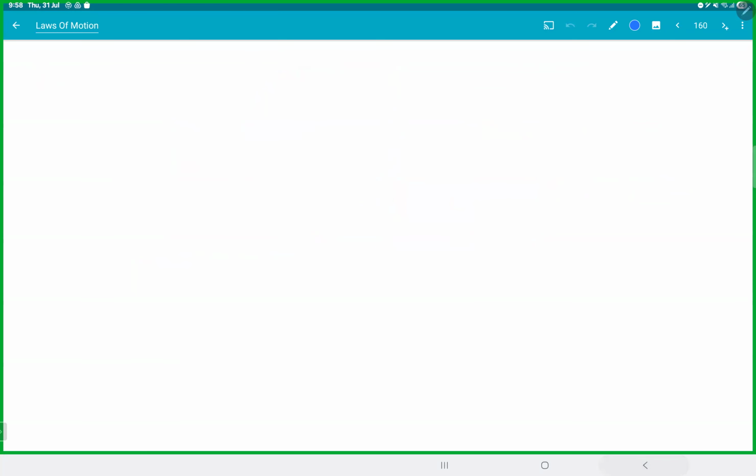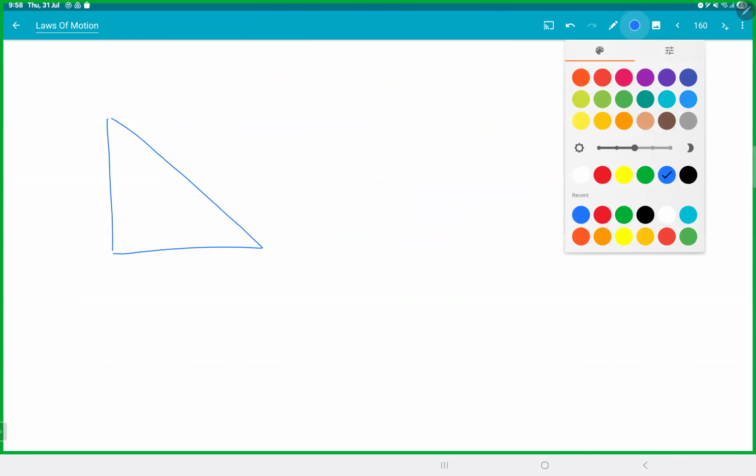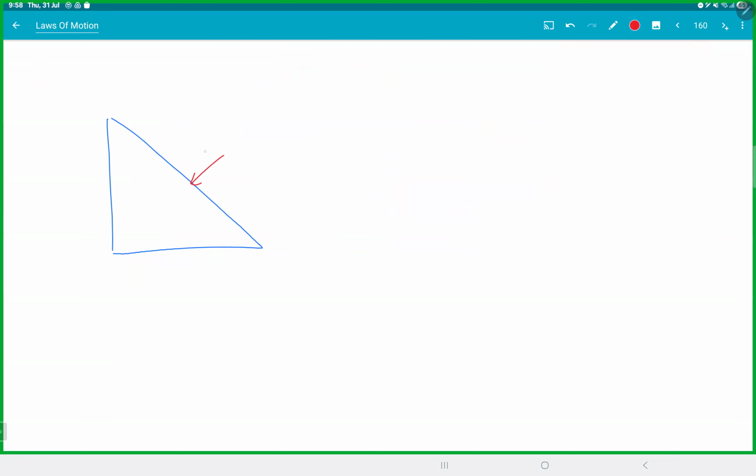Let's see the free body diagram. There is one normal reaction between them. This is N ground. This is mg. That's it. There are only 3 forces. Here also there are 3 forces.